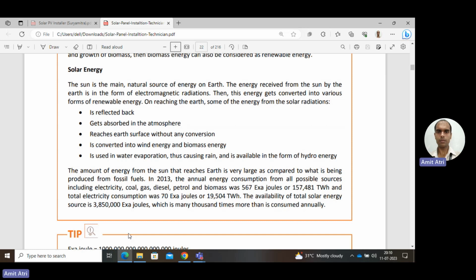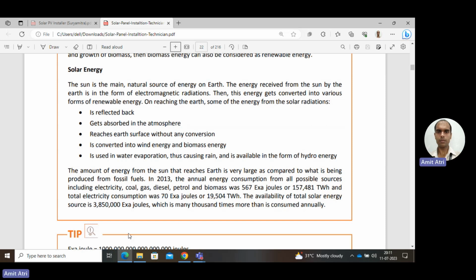When solar radiation reaches the earth, some of the energy is reflected back, and some gets absorbed in the atmosphere. Some energy reaches the earth's surface and is converted into wind energy and biomass energy. What does that mean? Wind and biomass energy are indirect forms of solar energy. This energy is also used in water evaporation, which causes rain, and it is available in the form of hydro energy. That means all of these other forms of energy which we studied are related to solar energy.